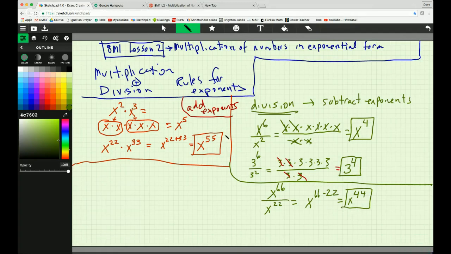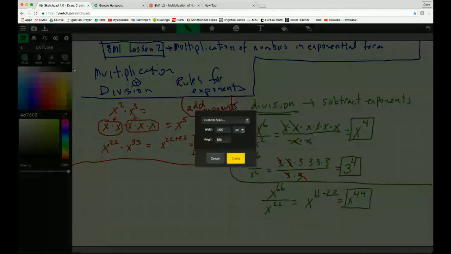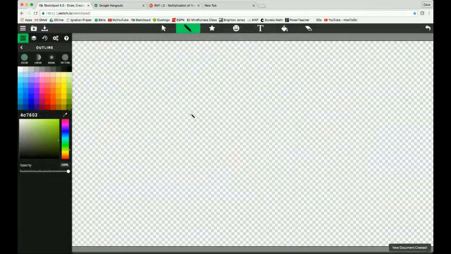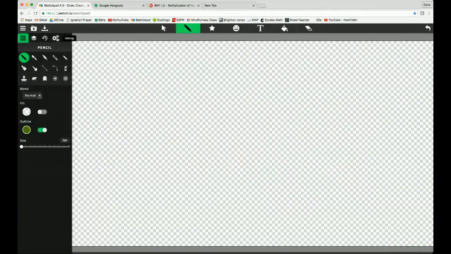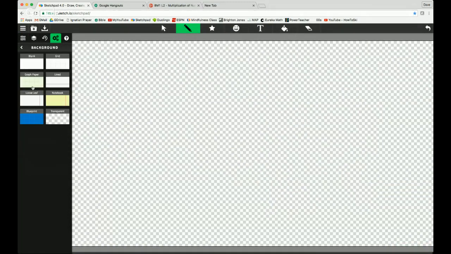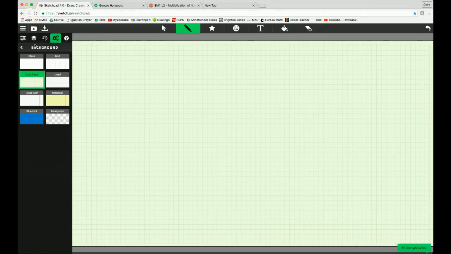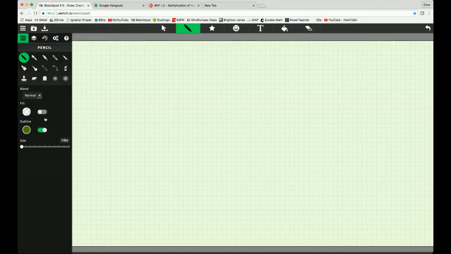Now, you should have been doing a lot of this in class in lesson 2, but I want to go to something where things get a little bit more involved and make sure that we understand this. So let's get ourselves a new worksheet here. Now we have to get a new background that looks like this, and we're off and running.